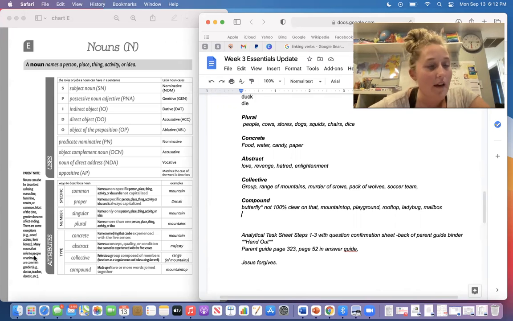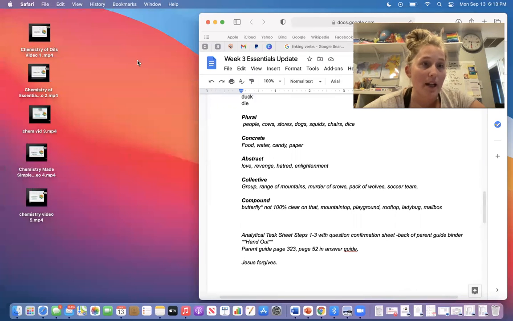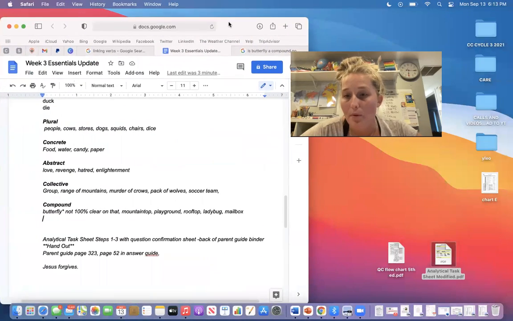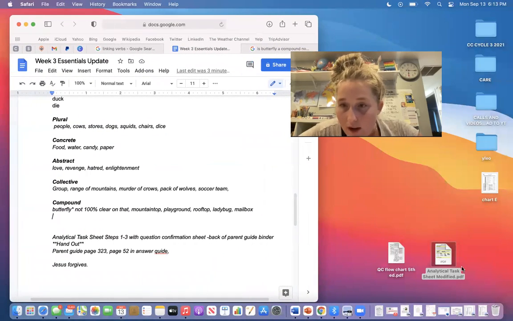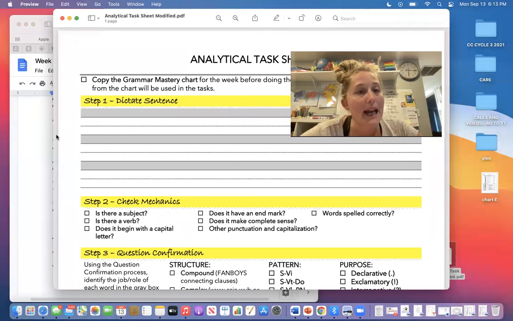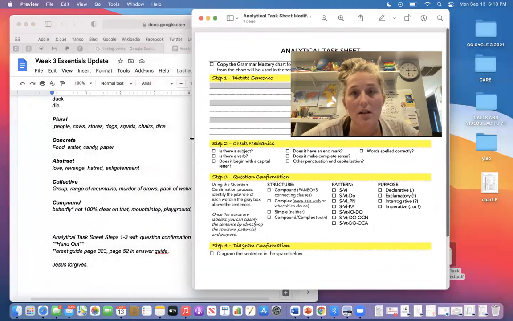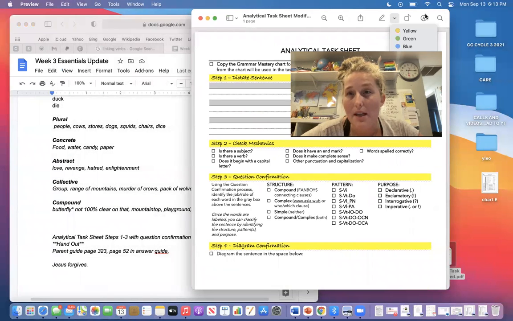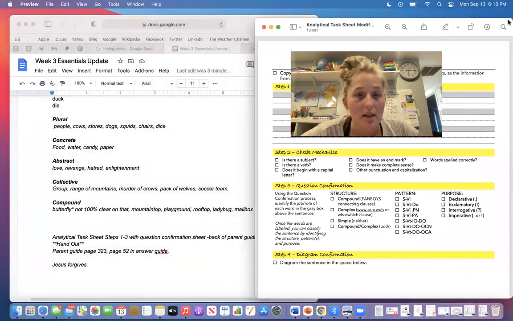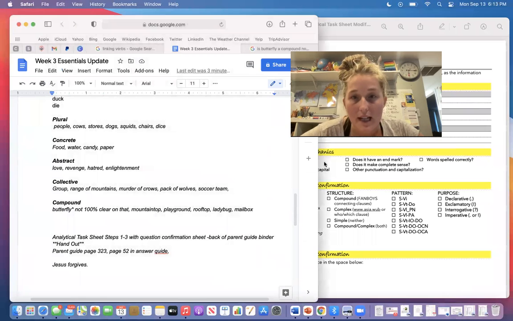Finally, the last thing we're going to cover is what it means to do your analytical task sheets. Now, this is a brand new concept, okay? I am going to move chart E down and get the other thing up. One second. So we have our analytical task sheet. I handed this out during class. I have extra copies for our friends that missed. And I want to make sure we go over this and how to do it.